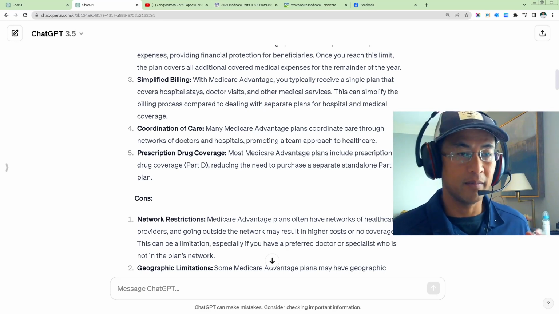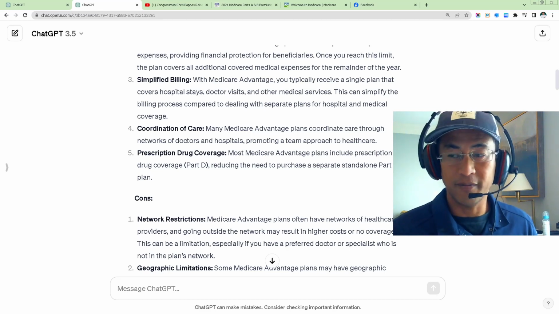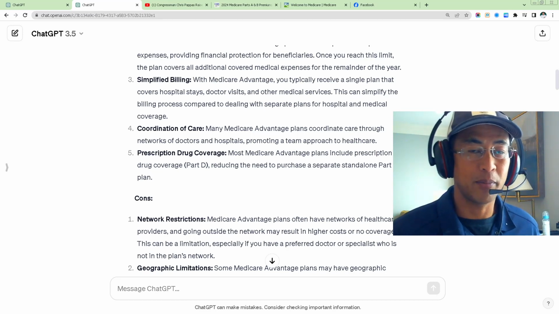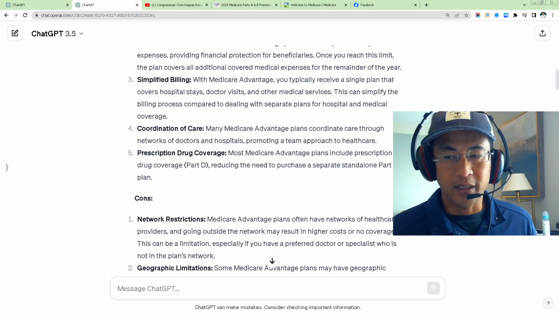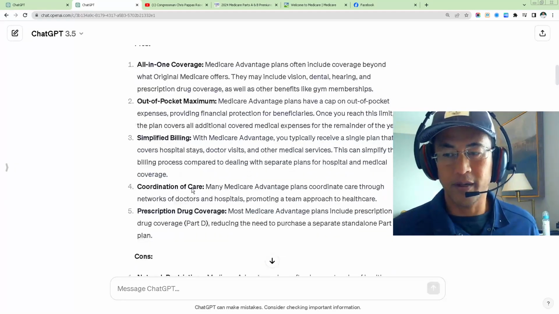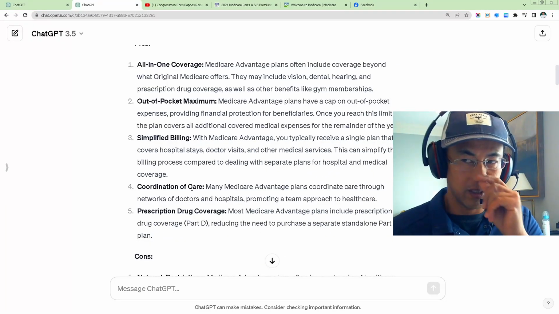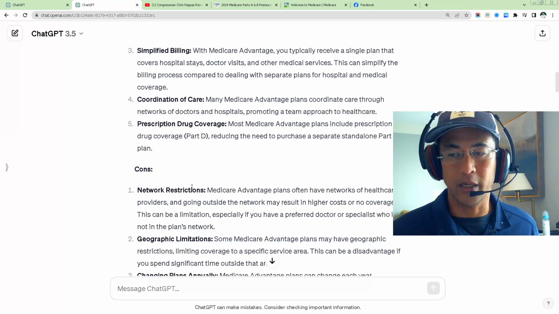Prescription drug benefit. Many Medicare Advantage plans include drug coverage, so you don't have to pay for a separate standalone Part D premium or Part D drug plan. That is a pro. Those 5 points for pros, I would say with interpretation, for the most part, they're pretty good.